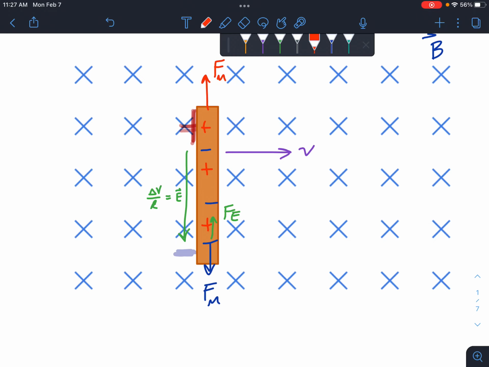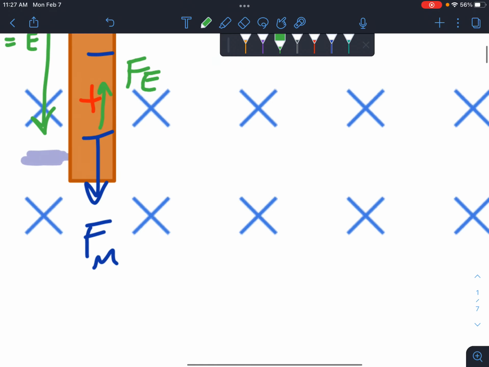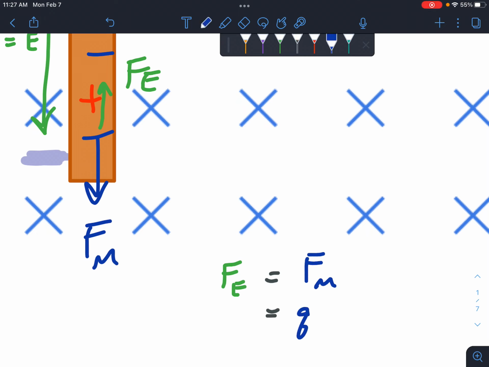And so, as we can see, if we were to set those two forces equal to each other, we say that the electric force equals the magnetic force. Well, the magnetic force, everything is perpendicular, so we don't have to worry about that pesky sine theta, but qvB, right?